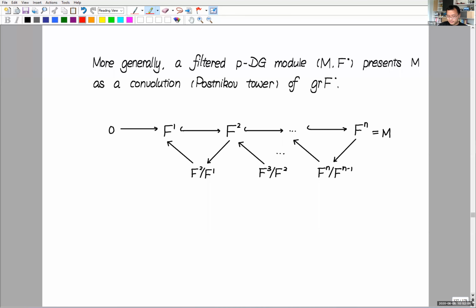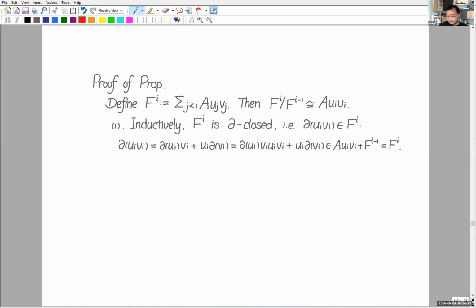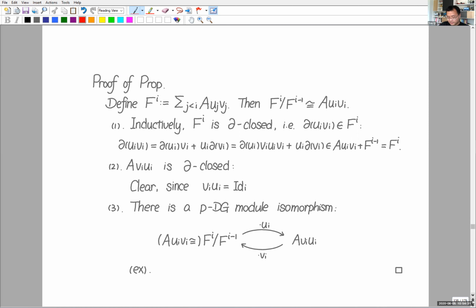So it's actually a PDG module over A inside the bigger module. This is because of this relation. And on the other hand, VI UI is also declosed, because VI UI is the identity map, and D of the identity map is 0. And we get that there is a PDG isomorphism.